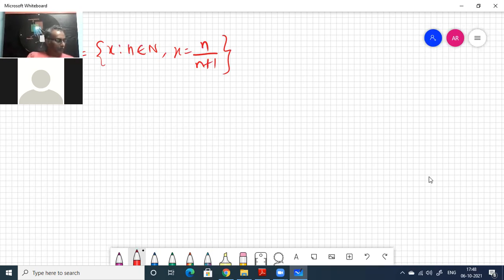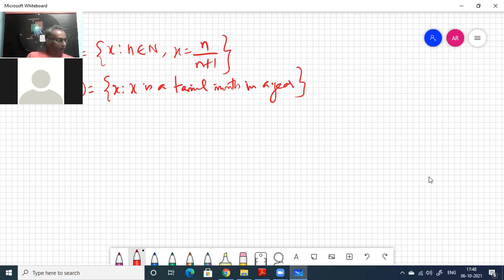Then set of all Tamil months in a year. Okay, that is D. You have to give it in set builder form. X such that X is a Tamil month in a year. Okay, like that.